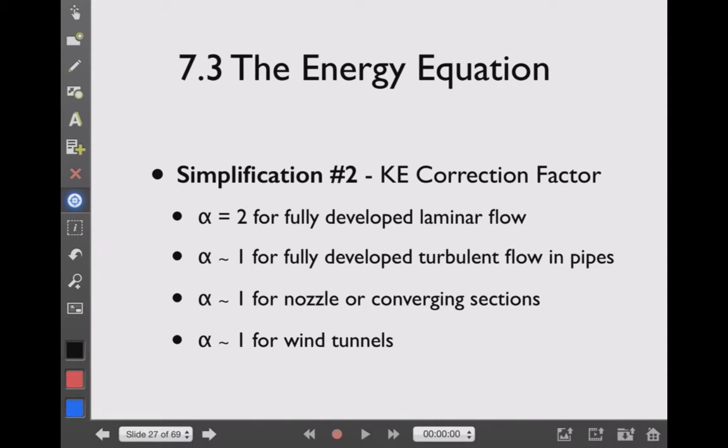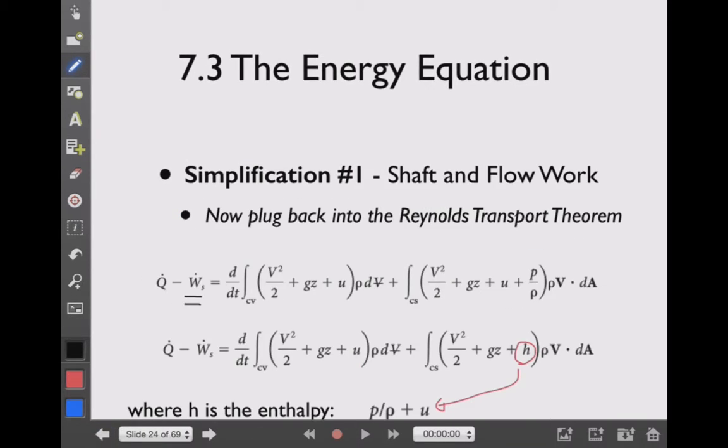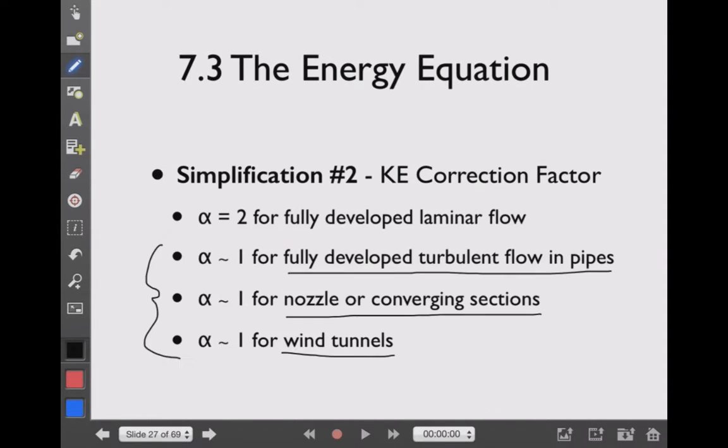So this is kind of a complicated thing, but it turns out that the application of it for the problems that we need to do is quite simple. And we normally have alpha being equal to 1. For a fully developed turbulent flow in a pipe, alpha is approximately equal to 1. It's also approximately equal to 1 for a nozzle or a converging section, and also in wind tunnels. So for many different applications, if we go back to the equation, we're able to substitute V bar for V, because alpha equals 1.